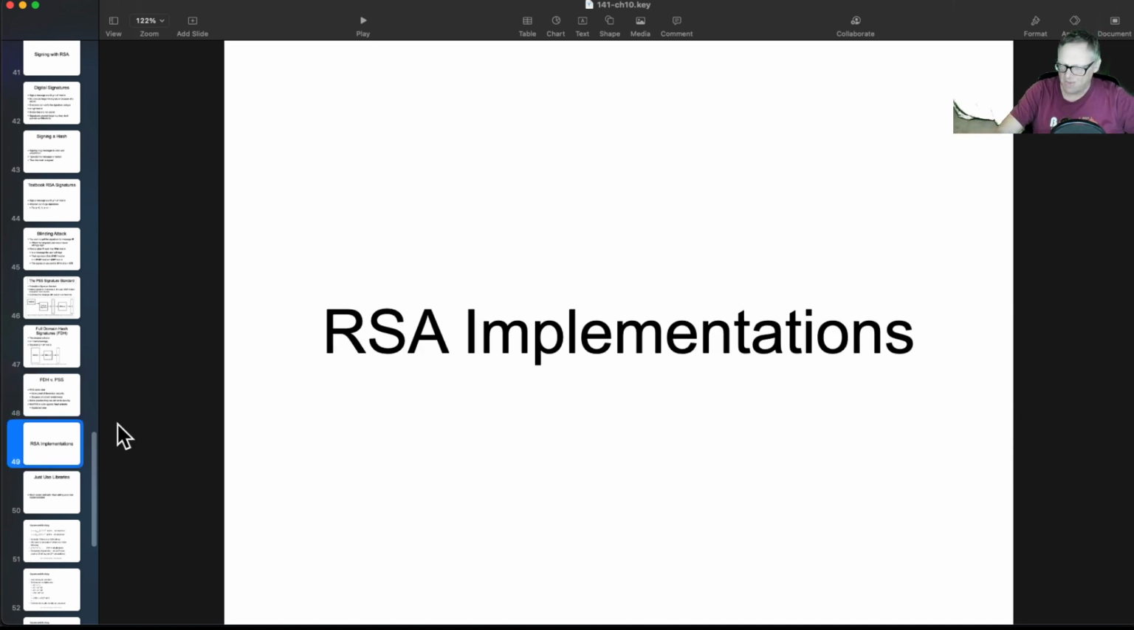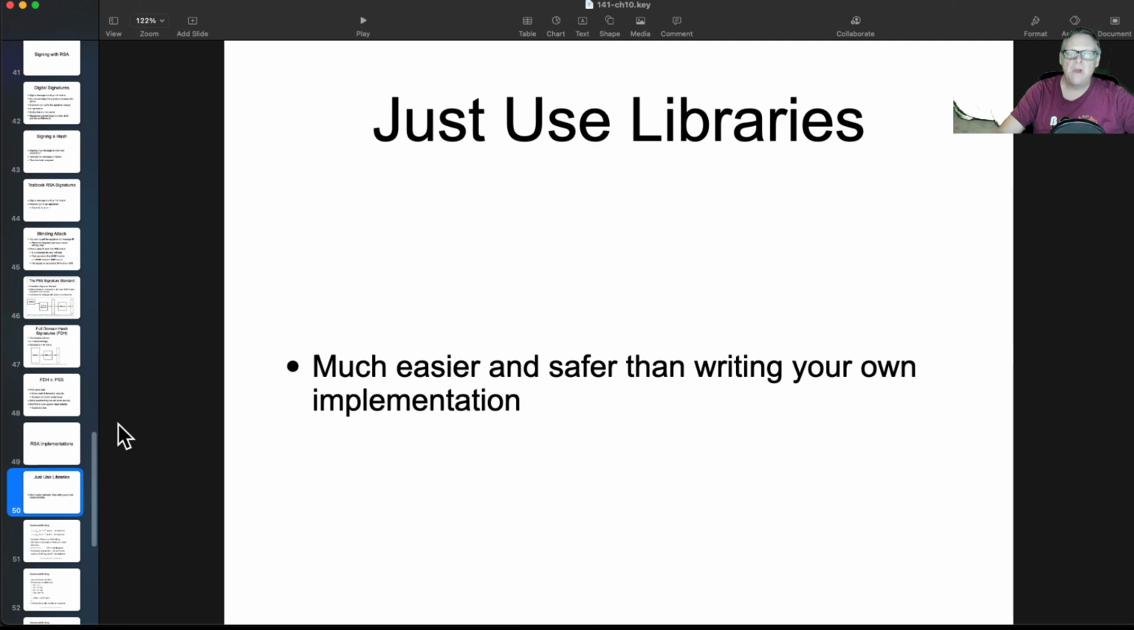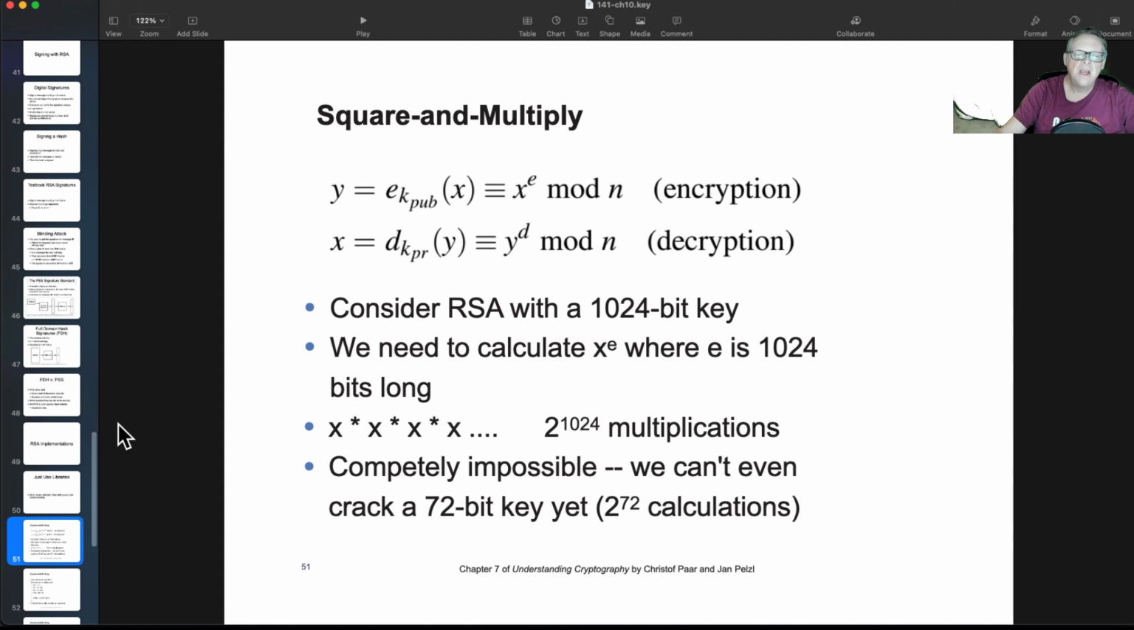All right. So, implementations. In practice, you should always use standard libraries to do crypto. You should never write your own crypto. That's always a mistake. You're likely to make a mistake. It's much better to just use standard libraries. However, there is one interesting issue here. If you want to consider RSA with a 1024-bit key, you'll have to calculate something.